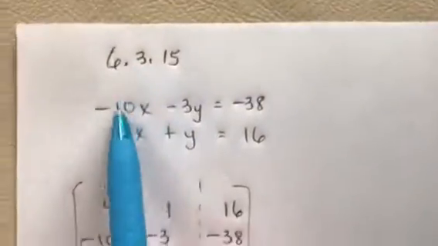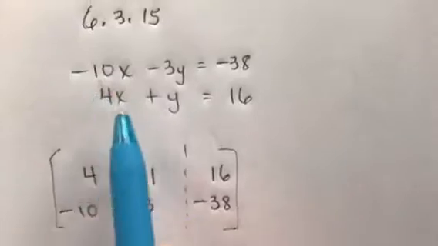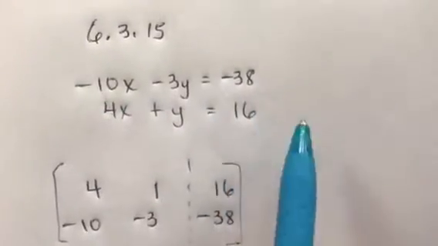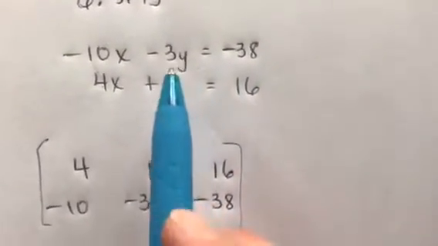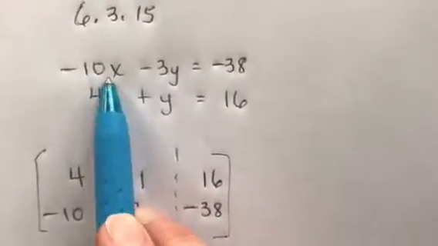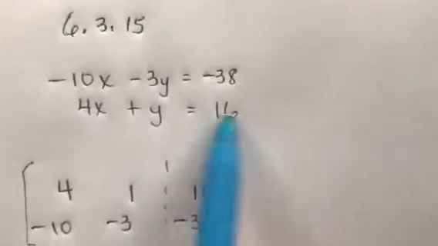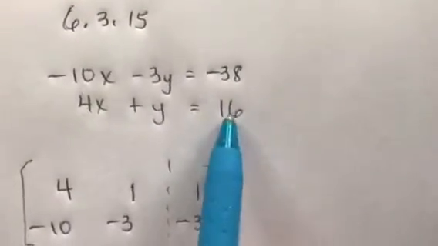All right, here's 6.3, number 15, and you have to solve this using the Gaussian elimination method. And remember, you can put this in any order you want. And it appears to me, as I'm looking ahead, that you want your first term to be 1. So I could either divide all of this by negative 10, or I can divide all of this by 4, and I like the way that looks better.